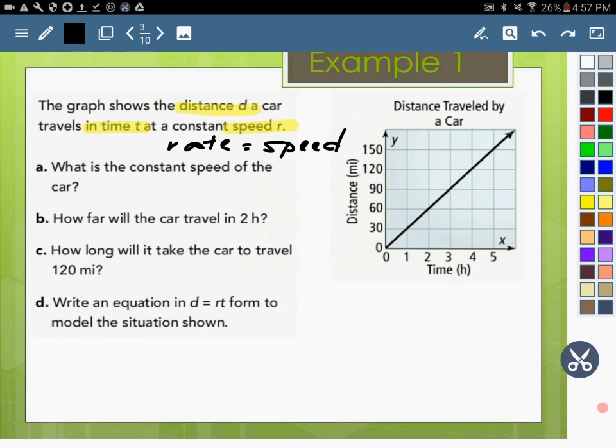Okay, so we're going to answer a few questions here. There's actually 4 different questions that it's asking us about this graph. First, what is the constant speed of the car? Constant meaning unchanging. Well, let's take a look at some of the values on this graph.